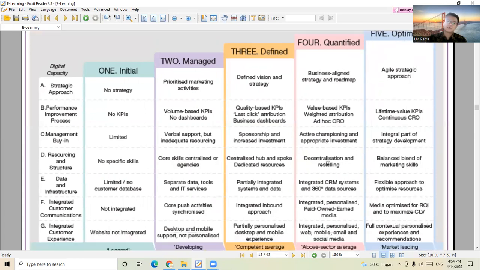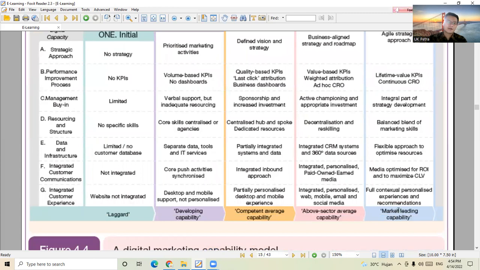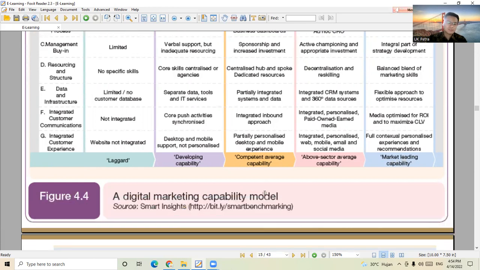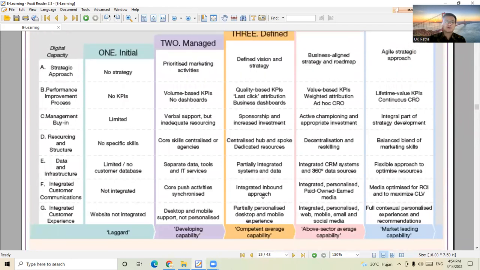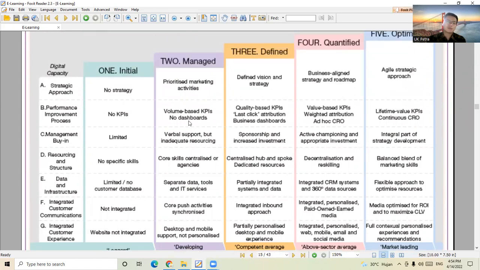If a company has level 5, it can be considered a market leading company in terms of digital marketing efforts. Based on this capability model, we can map our own company, which stage our company is in. According to this digital capability model, we can measure our own company, whether it belongs to level 1, level 2, level 3, or even level 4 or level 5.